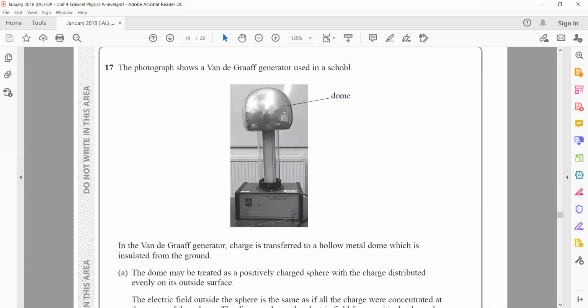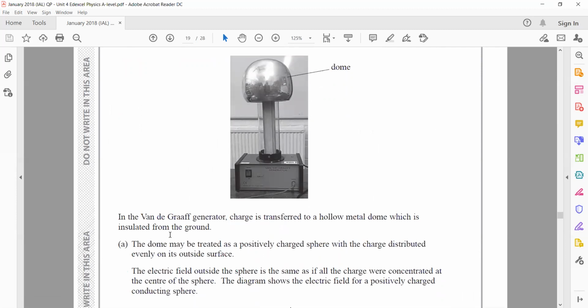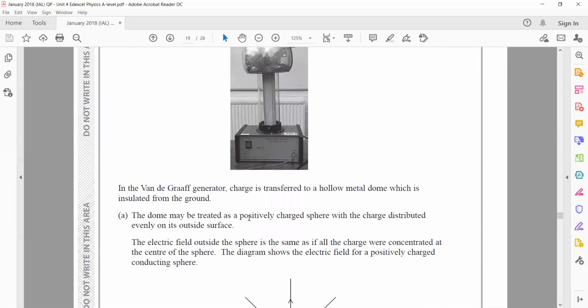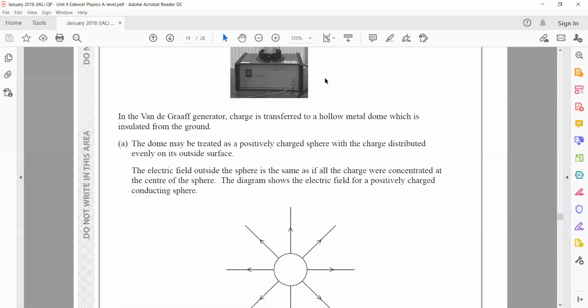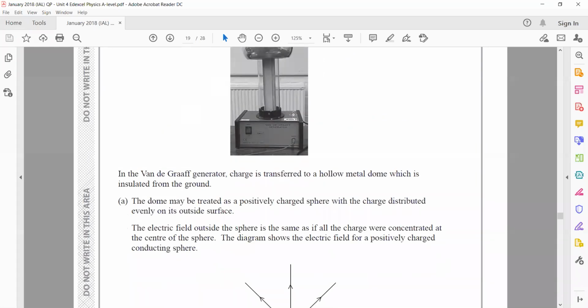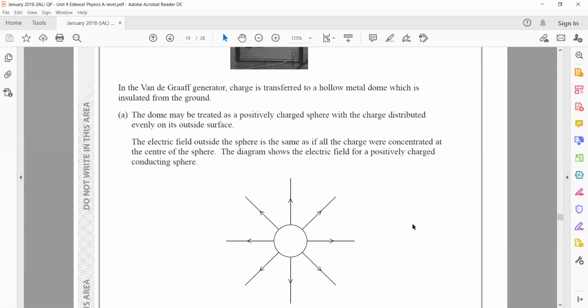The photograph shows a Van de Graaff generator used in a school. In a Van de Graaff generator, a charge is transferred to a hollow metal dome which is insulated from the ground. The dome may be treated as a positively charged sphere with the charge distributed evenly on the surface, and the electric field outside the sphere is the same as if the charge were concentrated at the center.